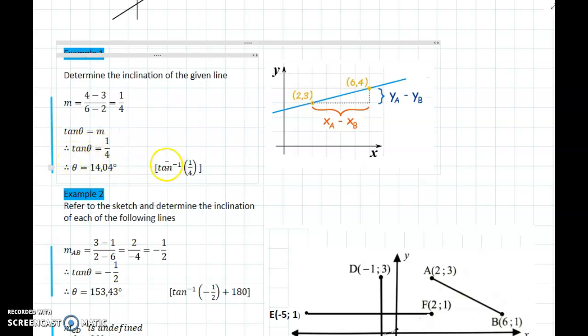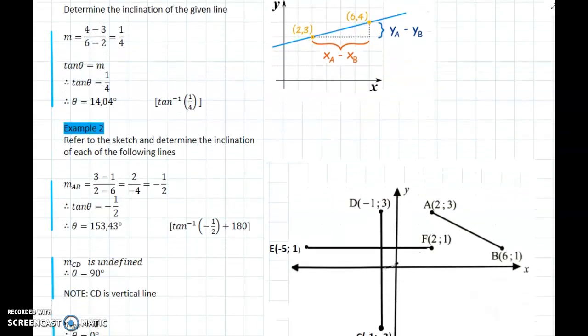I use my calculator and I will say second function tan, because that key is always used when you're looking for an angle. Second function tan of a quarter, that's m's value, and you'll get 14,04. So that angle there is 14,04. You can see it's not a very steep line, hence the size of the angle. Let's look at example 2.